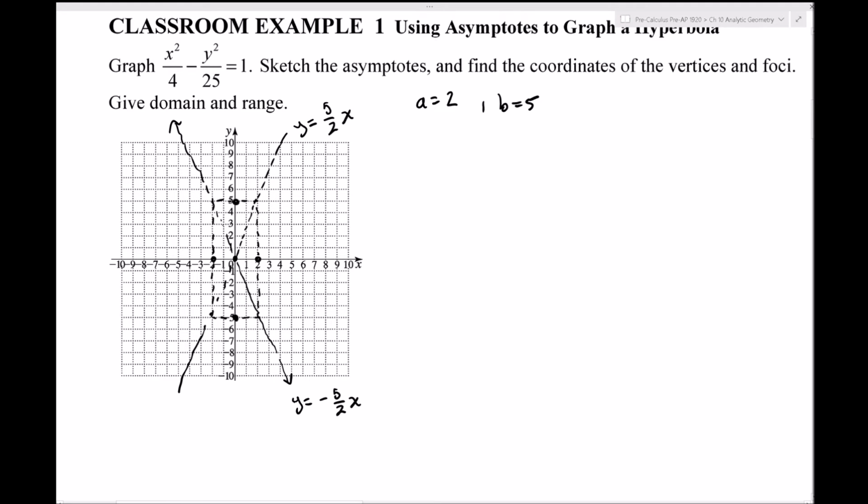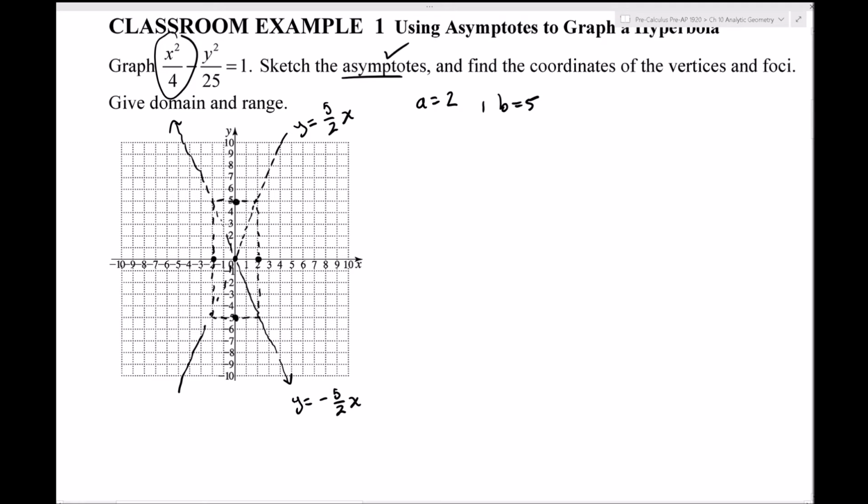But there it is. So what next? So I sketched the asymptotes. That's good. Find the coordinates of the vertices. Your vertices are one of these 4 different points that I drew to make the box. Which one is it? Well, which one's positive? X squared's positive. Since x squared's positive, it's the 2 that are along the x-axis. Horizontal, not vertical. So I want those 2.